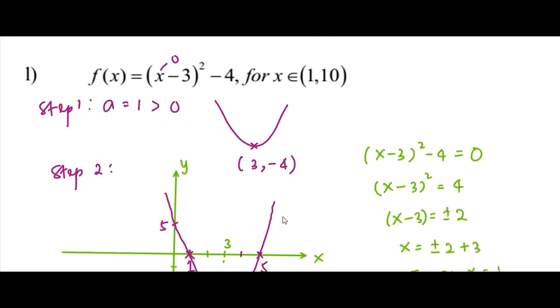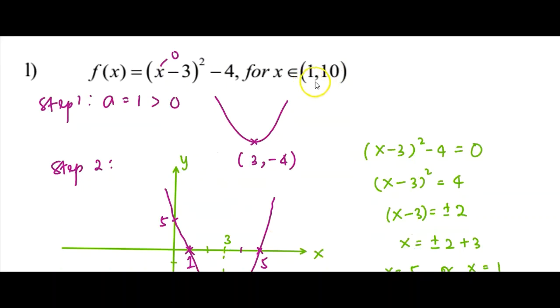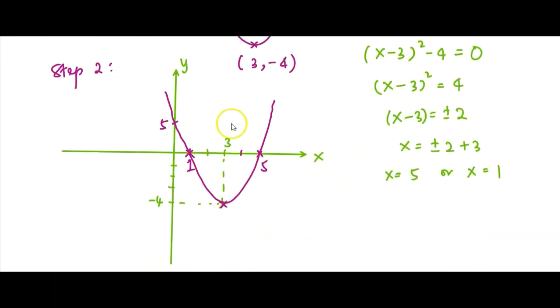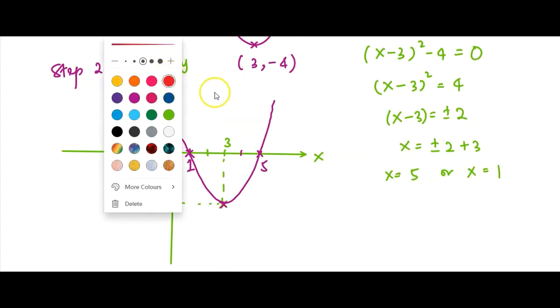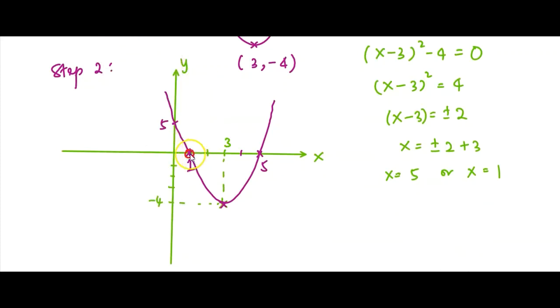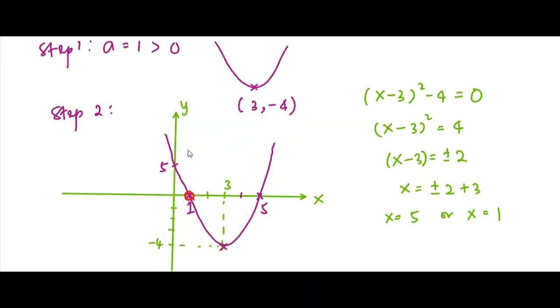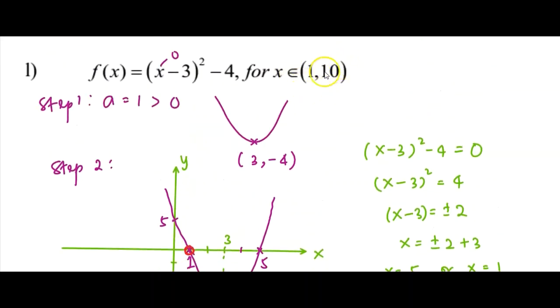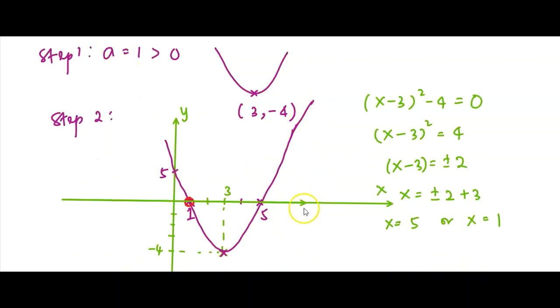And scroll up to the question. We need the domain from 1 to 10. So I will cut my graph at x equals 1. I put the empty circle over here because, referring to the domain given, the domain does not include 1. So we use the empty circle. And then for 10, we need to lengthen our graph. You can see that I have lengthened my x-axis and my graph. So 10 is roughly over here.